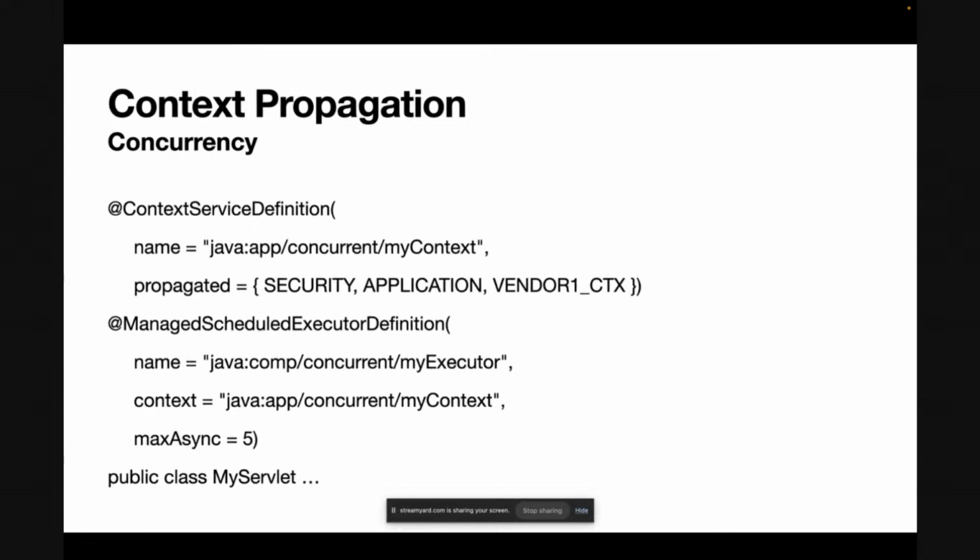There's the ability to propagate third-party context types as well, and just a complete modernization of some of the APIs. Just to give you a quick idea of what the code may look like for context propagation, you can see here that the security, application, and vendor contexts are being propagated into this myContext, which is then passed off to the managed executor that's named myExecutor in this particular example.